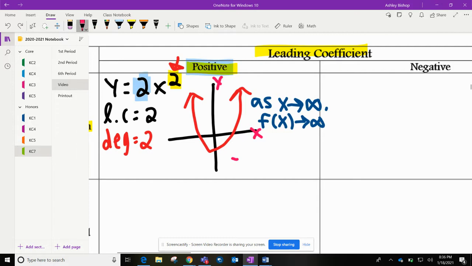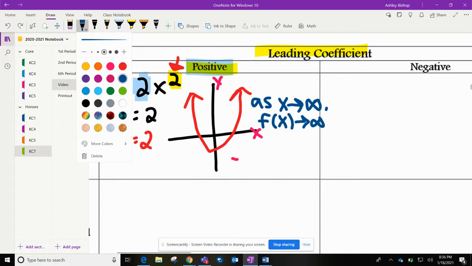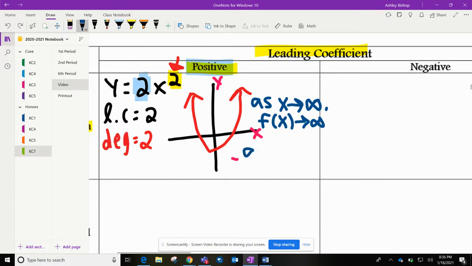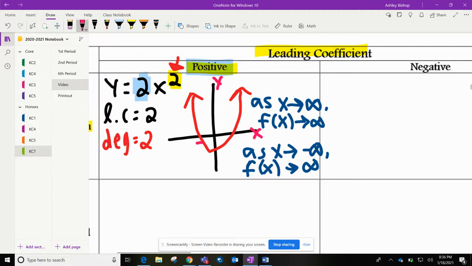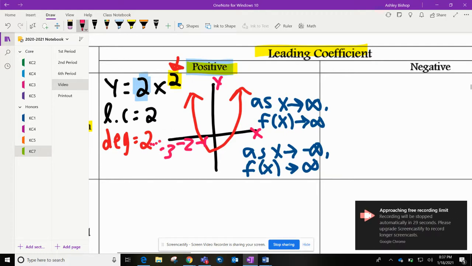And then for the second half of end behavior, we do the left-hand side. So as x approaches negative infinity, f of x approaches positive infinity. So let me explain what that means. This means as x approaches negative infinity, well, remember, pretend there's numbers on this line. This would be -1, this would be -2, this would be -3. This line can go on forever towards negative infinity.